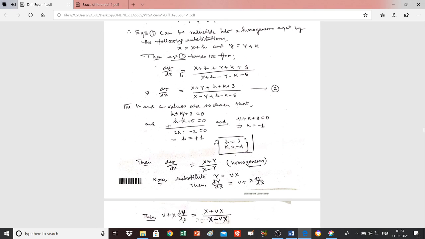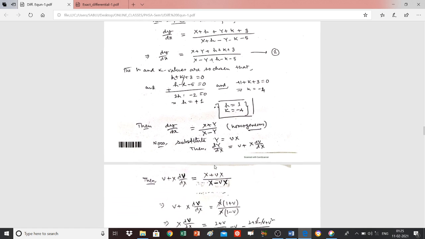Now, since you have chosen h plus k plus 3 is equal to 0 and the other term is also equal to 0, dy by dx now becomes equal to (x plus y) by (x minus y). That is, it is a homogeneous equation. You know that the form of a homogeneous equation is dy by dx is equal to a function of x and y. Here also it is exclusively a function of x and y. No additional terms like any constant appear here. So this is a homogeneous one.